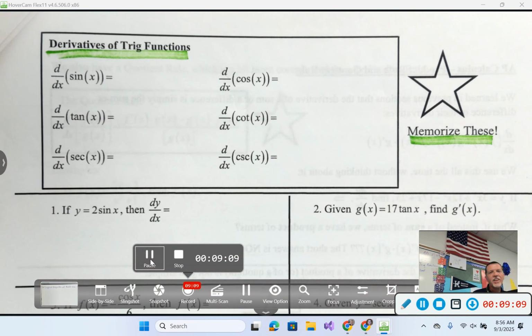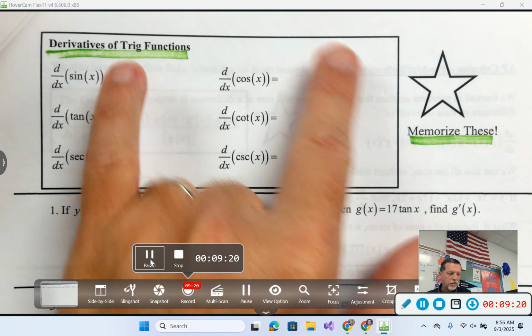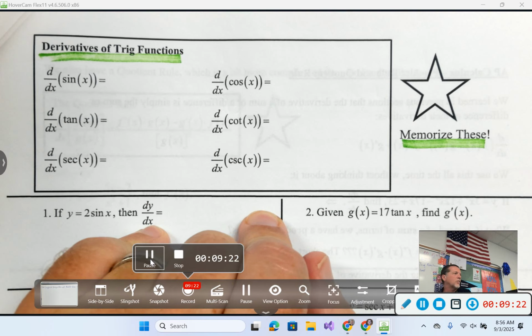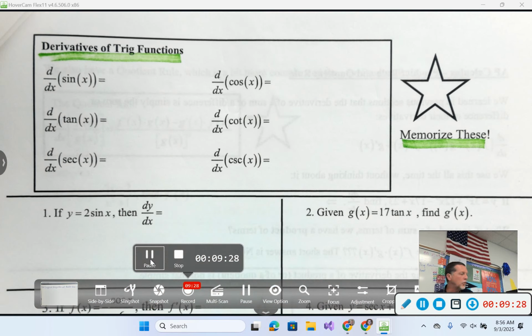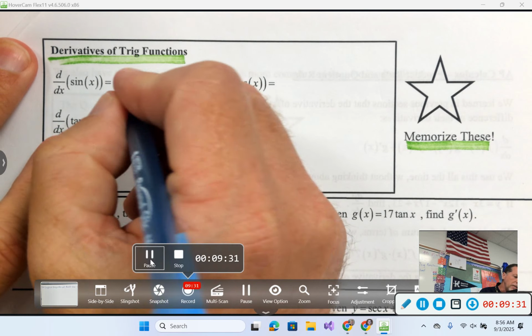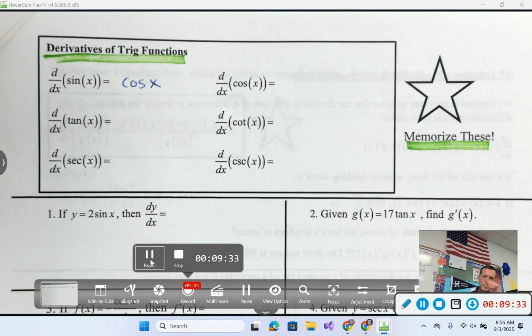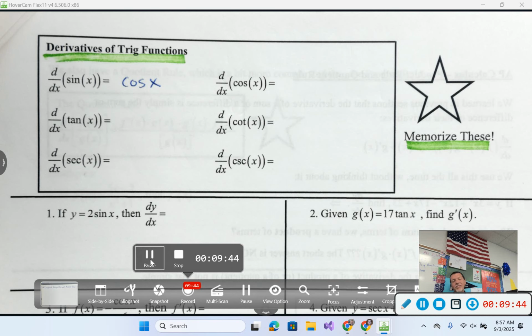Derivatives of trig functions. You got to memorize these. This is 6 new pieces of information, although it's related, so it's not like 6 random pieces. These are what you would start to put on note cards, and then review until you can't miss them. The derivative of sine is cosine. You just got to know this. There's not a long explanation of why that is.